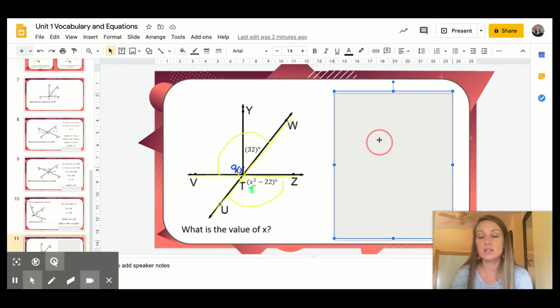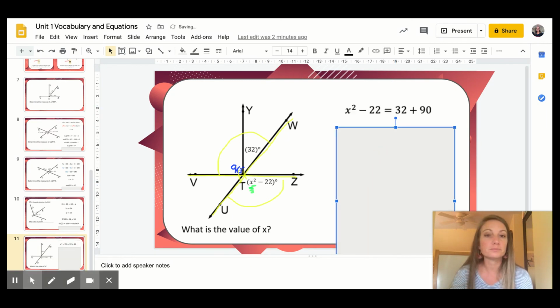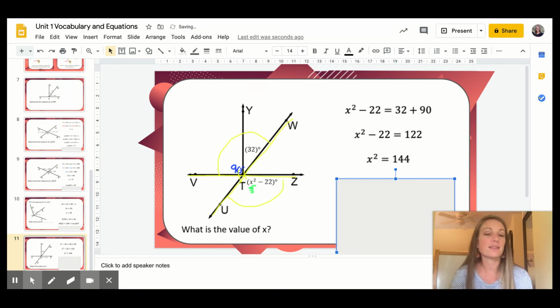So that's the equation that we are setting up. We combine our 32 plus 90 and we get 122. We add our 22 over, and we get 144. So now I have x squared equals 144. What is the inverse of squaring? So how do we get rid of that square? Or you're saying, what times itself gets me 144?